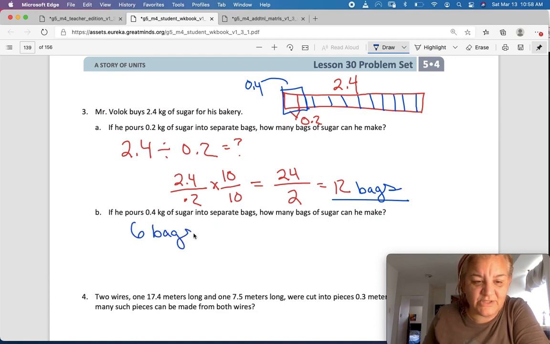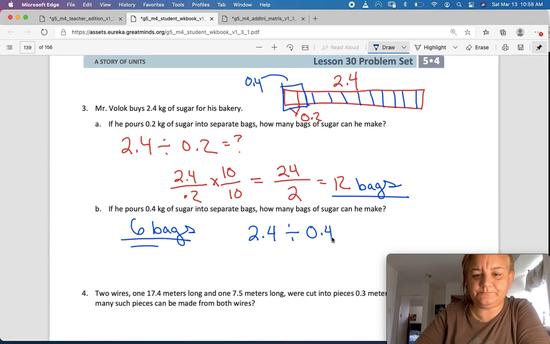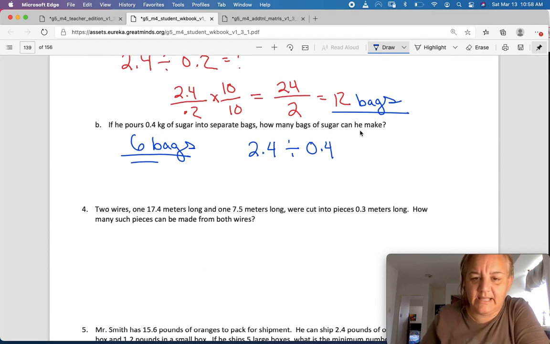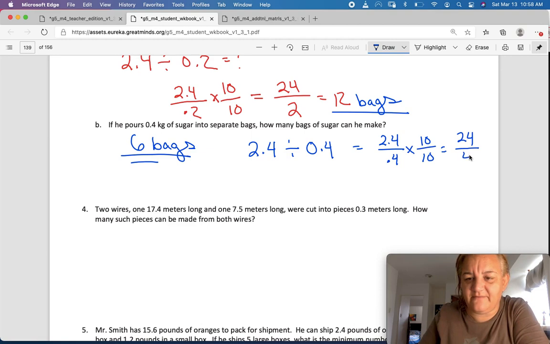Now, we have to show how we got that answer. So let's do this, okay? 2 4/10 divided by, now he's changed this number to 4/10. I'm going to change that into a fraction, and multiply that fraction by 10. I'm going to have 24 divided by 4, which equals 6 bags.